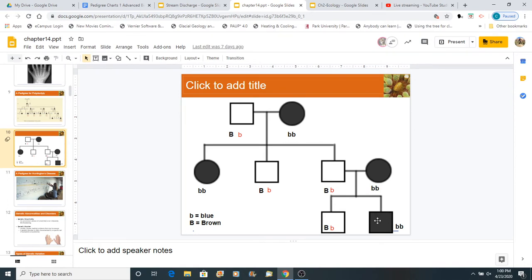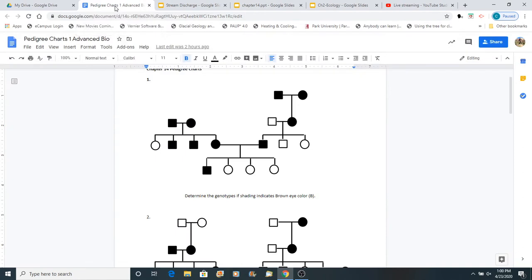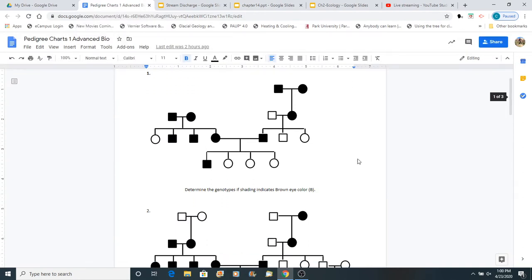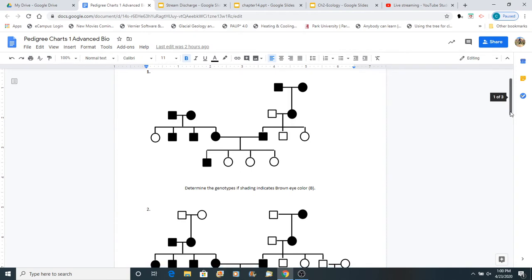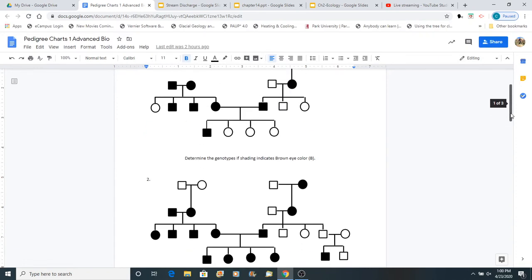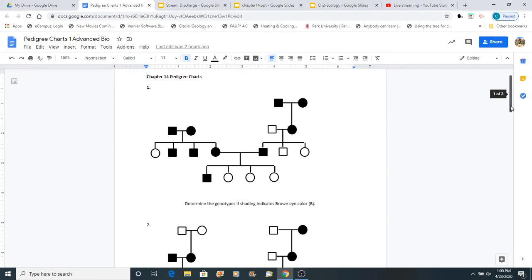So I am going to go to the chart here so you can see it. This is what yours looked like, which was pedigree chart number 1, and you had to fill this one out. It said determine the genotypes if shading indicates brown eye color, big B. The second one was determine the genotypes if shading indicates blue eyes. So you had a flip-flop of which one we were looking at, the dominant versus recessive. Let's just focus on number 1 for a moment.